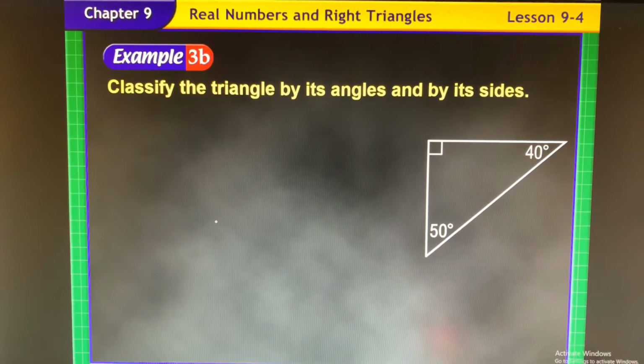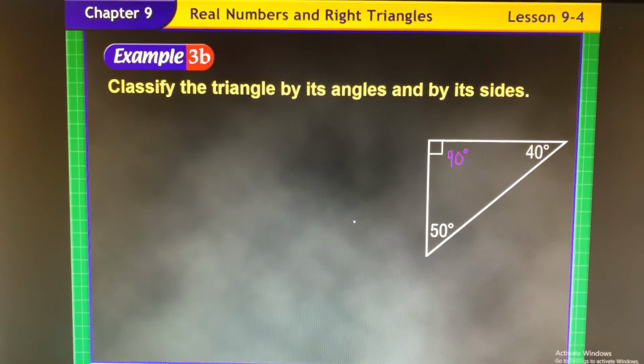Looking at this triangle, none of the angles are the same. What does this little box mean? What degrees? Yep, 90 degrees. So you've got 90, 40, 50. Well, name it by its sides. None of the angles are equal, so none of the sides are equal. Even if you think they look the same, they're not. It's a scalene, and you look and you have one 90-degree angle, that makes it a right triangle.